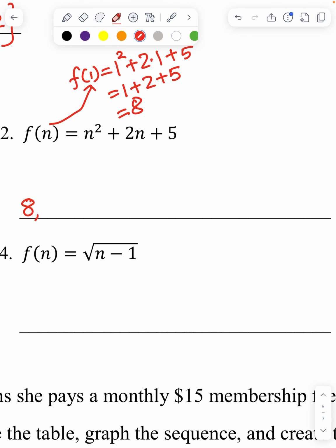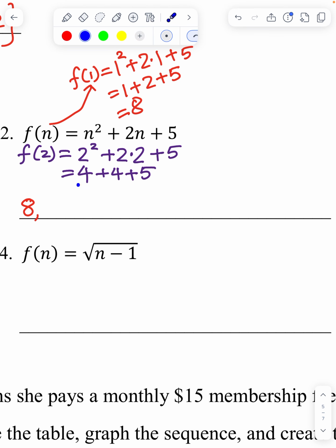Okay, second term, f of 2. That means 2 squared plus 2 times 2, and then plus 5. 2 squared is 4. 2 times 2 is also 4, and then plus 5. 4 plus 4 is 8. 8 plus 5, 13. So the second term is 13.